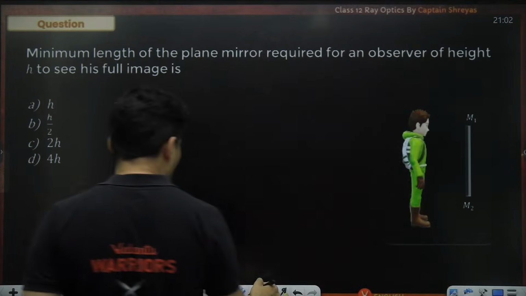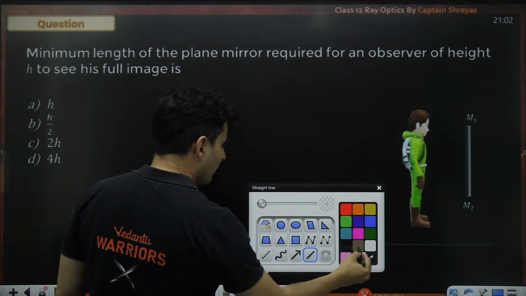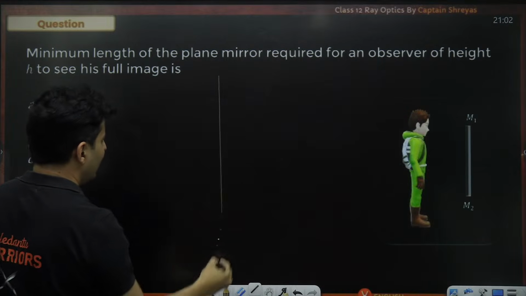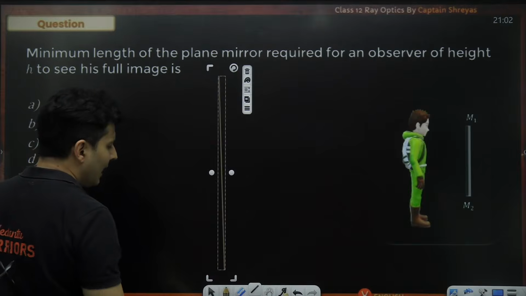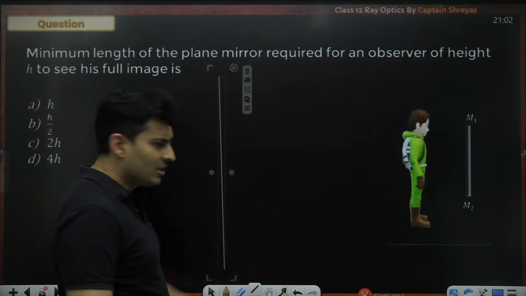So what's the concept over here? Here is what we'll do. Right now, I will say let the mirror size required be infinite, or I will take an infinitely big mirror, and then I will cut away the part of the mirror which is not needed.